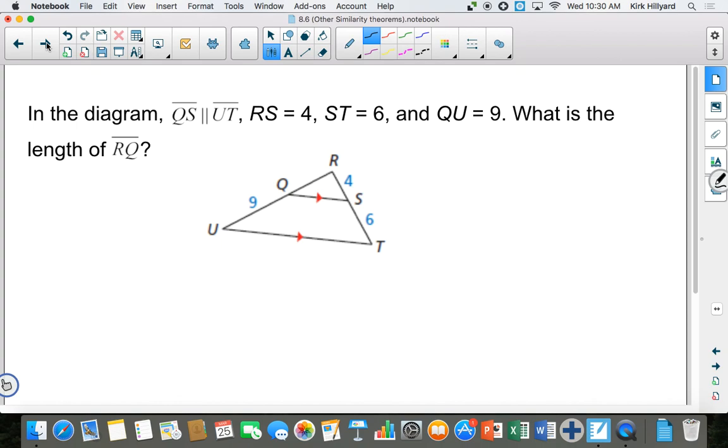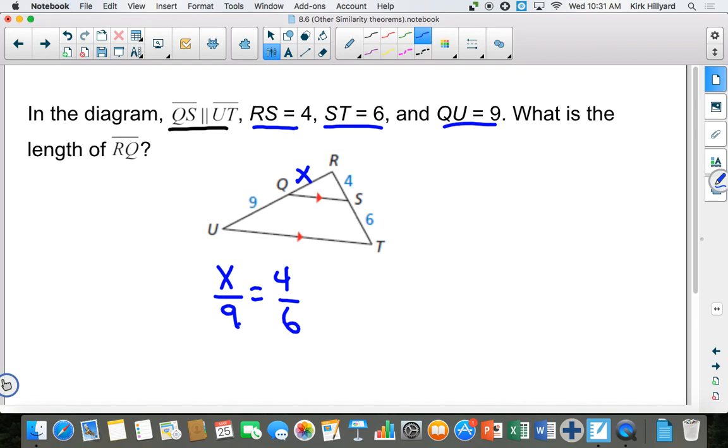So we're looking at this right here, and they tell you right from the start that QS is parallel to UT. These red arrows also indicate that. And then they've labeled this. RS is 4, ST is 6, QU is 9. So the only thing we do not know is QR, or RQ, which we're going to call X. So setting the proportions up, because we have these parallel lines, we would say X is to 9 as 4 is to 6. And then you just cross multiply and divide. So we have 6x is equal to 4 times 9, which is 36. So we divide by 6, and x equals 6.